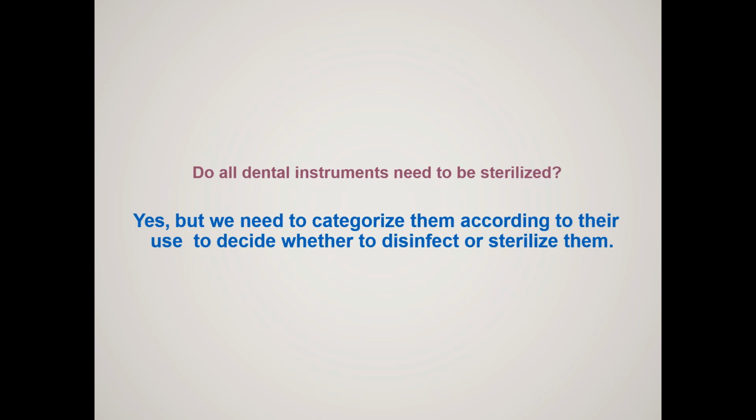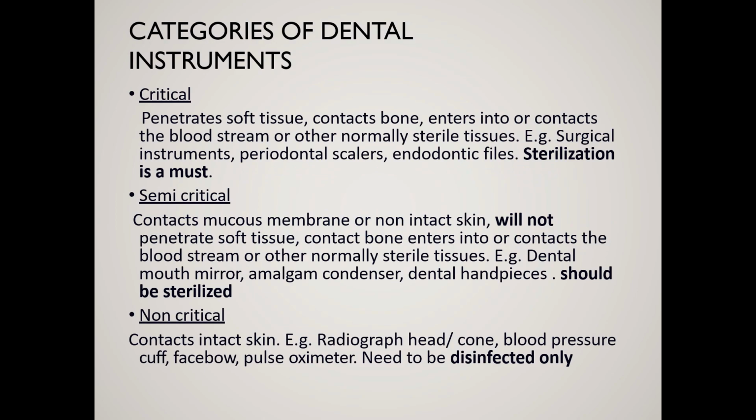Do all instruments need to be sterilized? Yes, but we have categorized them according to their use to decide whether to disinfect or sterilize them. I'm going to talk about them in the next slide. There are three types of instruments: critical, semi-critical, and non-critical. For critical instruments, sterilization is a must. Examples are periodontic scalers and endodontic files that penetrate soft tissue, contact bone, or are in contact with the bloodstream or the mouth of the patient. They need to be sterilized at any cost.